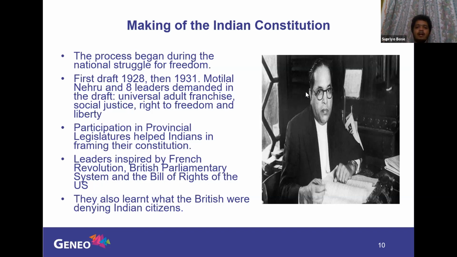Why do we call the Constitution a bag of borrowings? हम Constitution को एक bag of borrowing क्यों बोलते हैं? Why do we call the Indian Constitution a bag of borrowings?